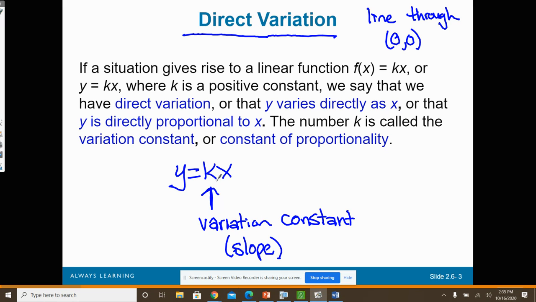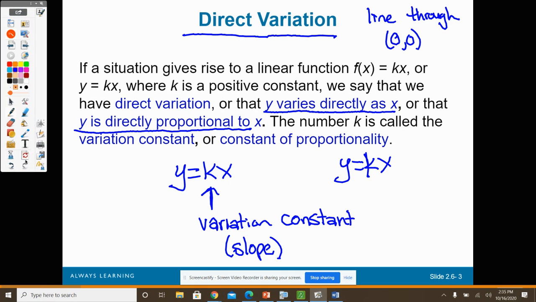Okay, so direct variation. Now, there are some magic words that will tell you that it's this relationship, and it will say y varies directly as, or it could say directly proportional to. Anytime you read words like that in a problem you come across, you can immediately write down y equals kx, and you will be able to solve the problem.